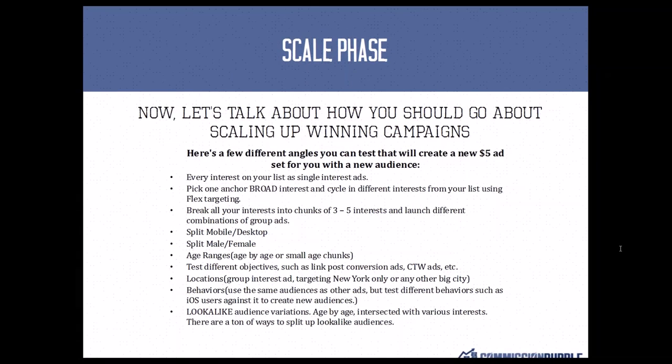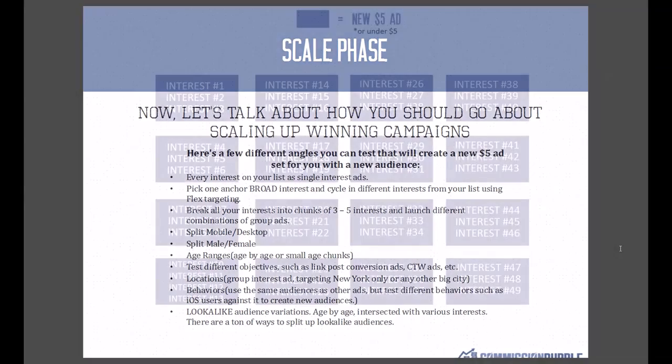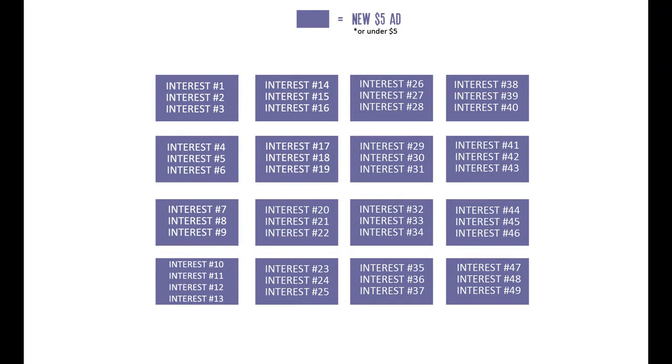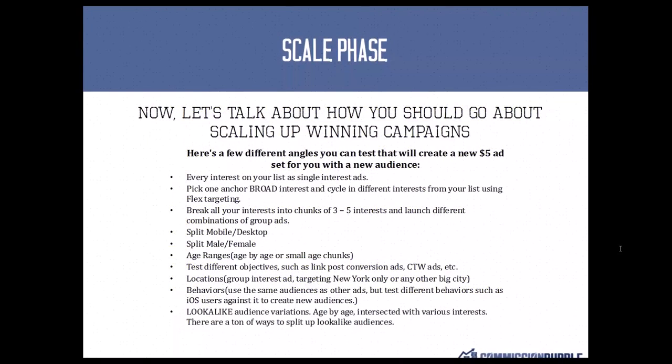You can break all your interests into chunks of 3 to 5 interests and launch a lot of different combinations of group ads. Let Facebook do its ad set theory there. A lot of different group ads. Another excuse to launch a bunch of $5 assets. You can split mobile and desktop. A quick excuse to launch more ad sets. Split male and female, of course. It's the basic stuff. Split age ranges and just be creative with the way that you're splitting it.